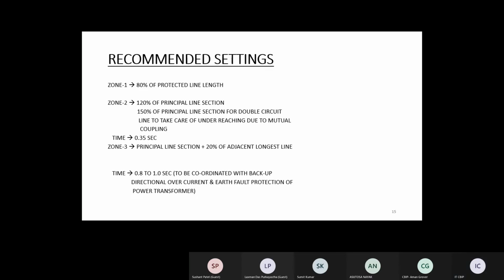Then another thing. It has been studied that a mutual coupling is there. If you consider it, then there is a chance of maloperation, what I have said earlier. But if you do not consider that, this kind of overreaching problem is not there. Without mutual compensation, if you consider, then relay measurement is okay. But likelihood of maloperation is quite there. That's why mutual compensation is not considered in this relay setting.